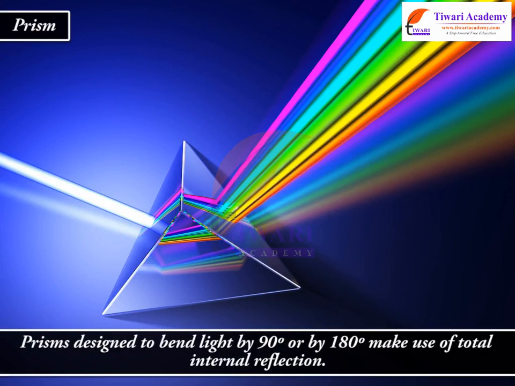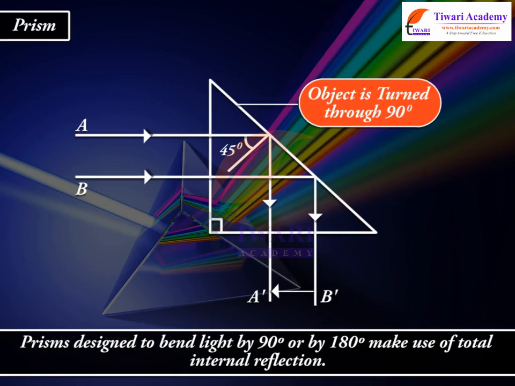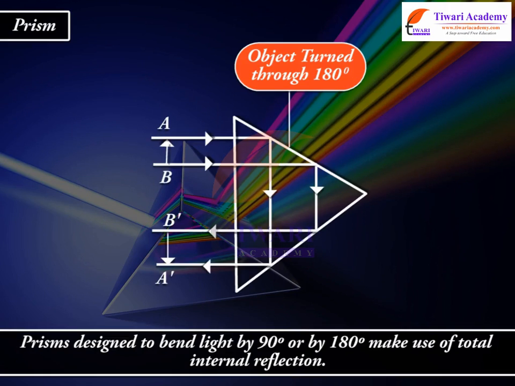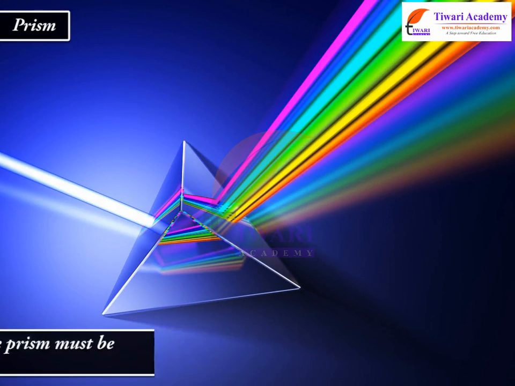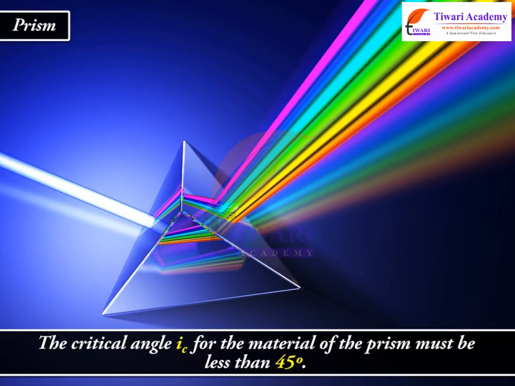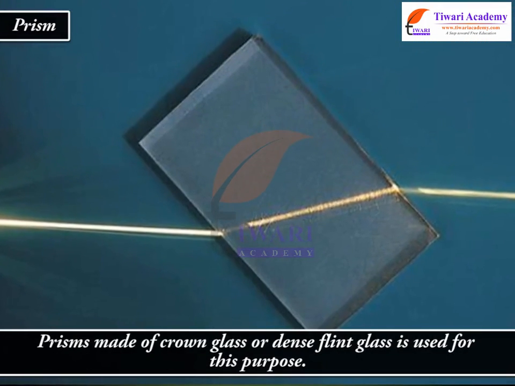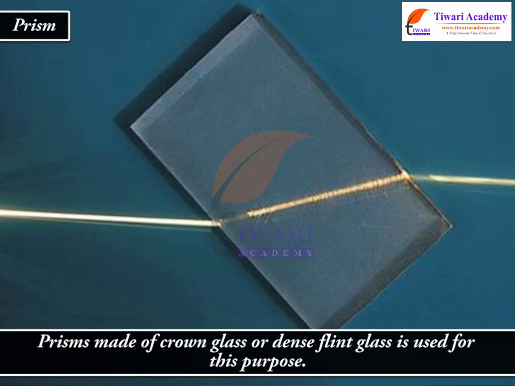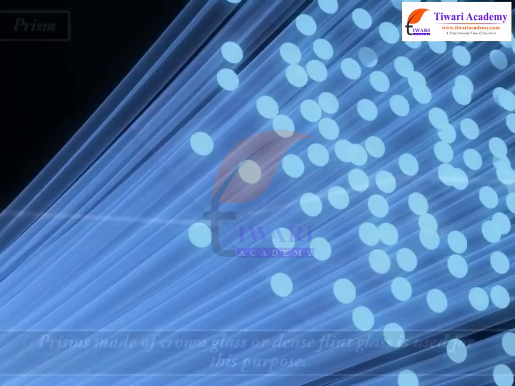Prism. Prisms designed to bend light by 90 degrees or by 180 degrees make use of total internal reflection. The critical angle iC for the material of the prism must be less than 45 degrees. Prisms made of crown glass or dense flint glass are used for this purpose.